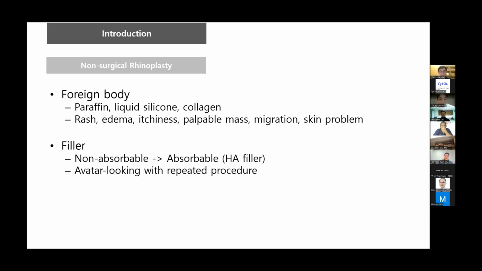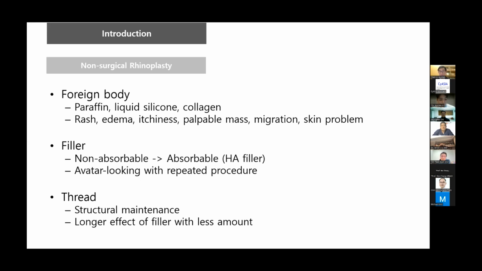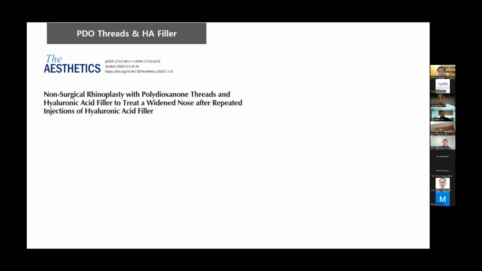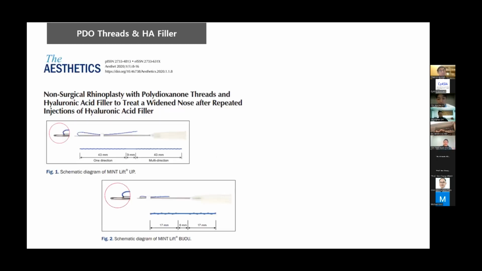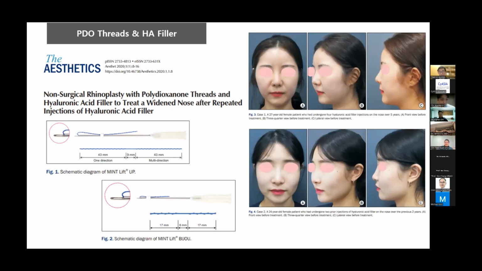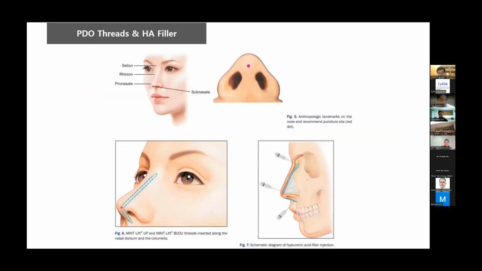But still, doing filler injection only for the nose, with repeated procedures, makes an avatar look. So thread was introduced for structural maintenance, for a longer effect of filler with less amount in the nose. This article shows the hybrid technique, like PDO thread with HA filler, for patients with repeated injection of HA filler before, having a widened nasal bridge, like these two cases.